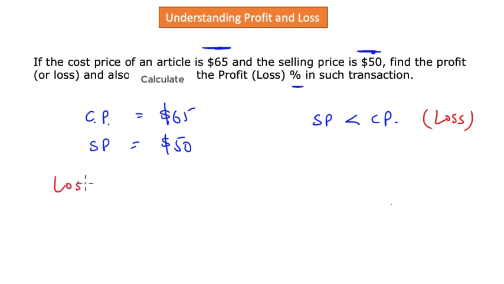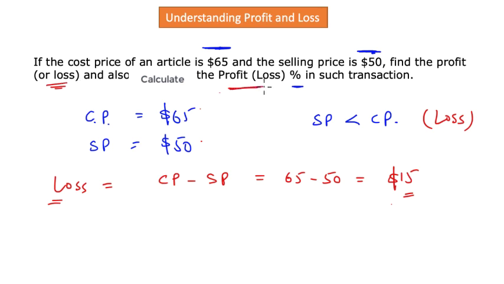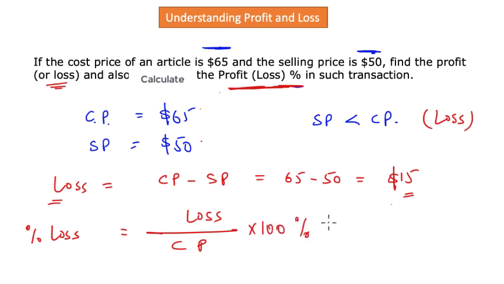And how much is that loss? That loss is equal to the cost price minus the selling price, right? We are subtracting the lower number from the higher number, and that becomes equal to 65 minus 50, which is $15. All right. Now we know how much we have lost in this transaction. That answers the first part of the question. Now, the second part of the question is how much is the percentage of loss in this transaction? Okay. So we will say that the percentage loss is equal to the value of the loss with respect to the cost price times 100. That is the basic formula, correct?